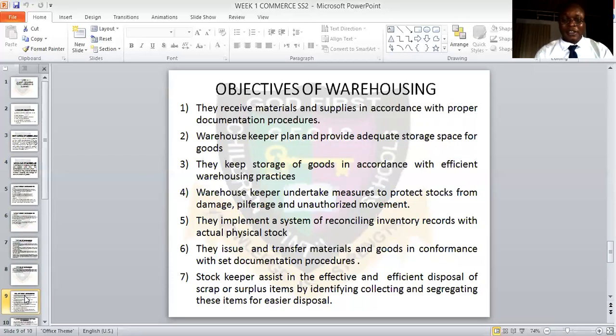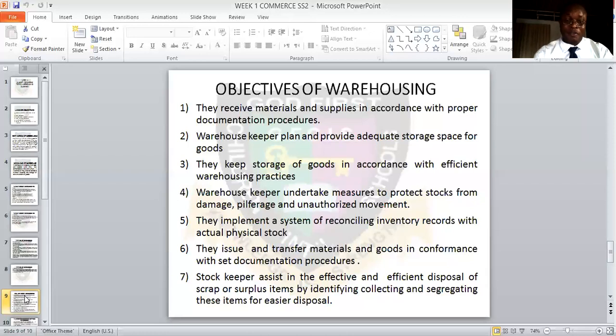Number three, they keep storage of goods in accordance with efficient warehousing practices. Number four, the warehouse keeper undertakes measures to protect stocks from damage. So the warehouse keeper tries to protect stock from being damaged or from unauthorized movement, so that the product should not be able to move out of the warehouse.